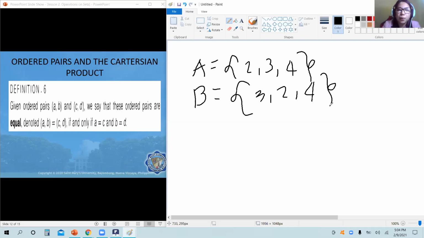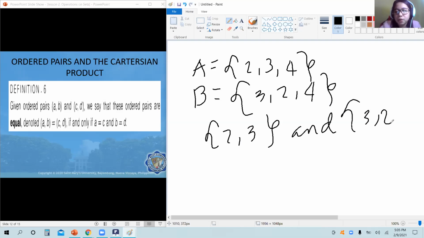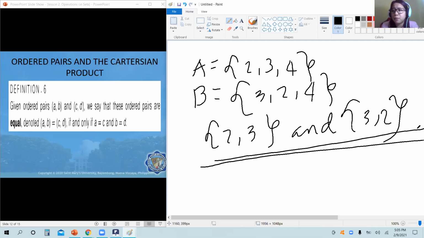So using this definition, the given ordered pairs (a, b) and (c, d) are equal if and only if a is equal to c and b is equal to d. Which means, for example, if we have the sets 2, 3 and 3, 2, we say that they are equal because even if we interchange the values, it is still equal.